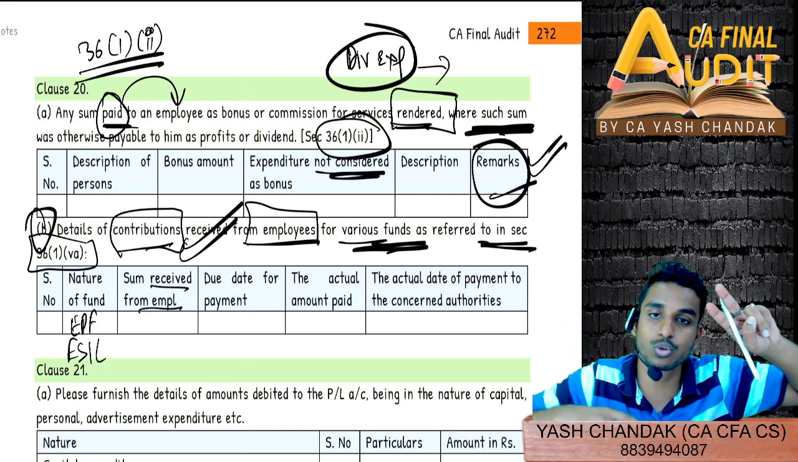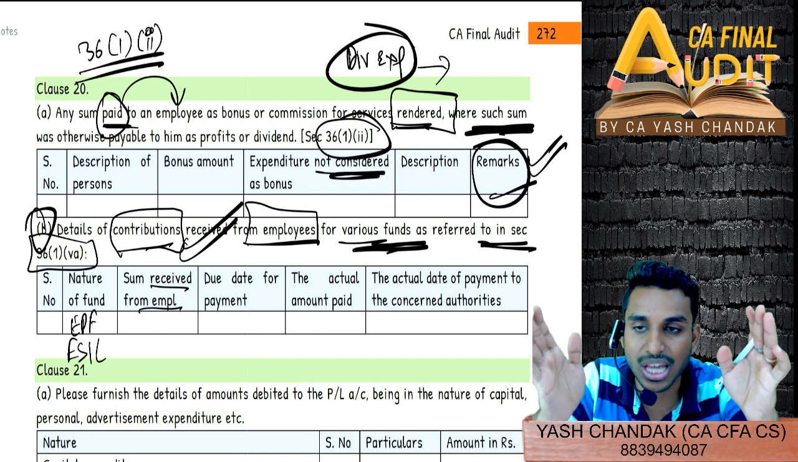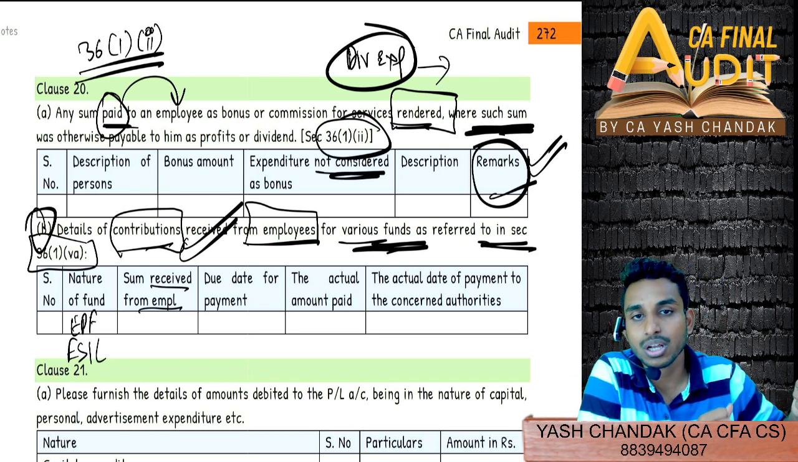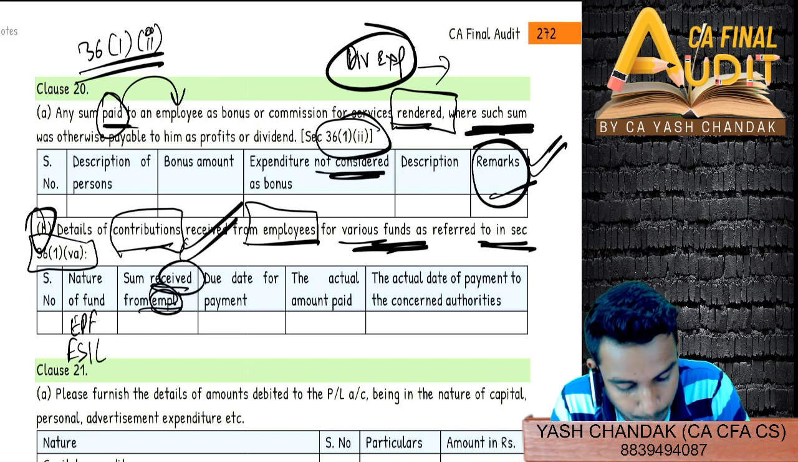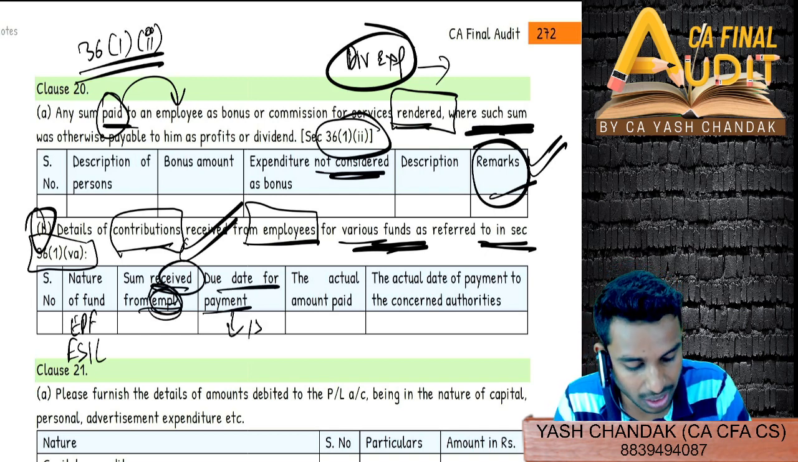There are two types of contribution, you know, employer contribution and employee contribution. Whatever amount we are deducting from the salary of the employee, the same amount we also have to contribute to the EPF ESIC department. So the sum received from employee, and the due date of payment. What is the due date of payment for EPF and ESIC? Anyone?